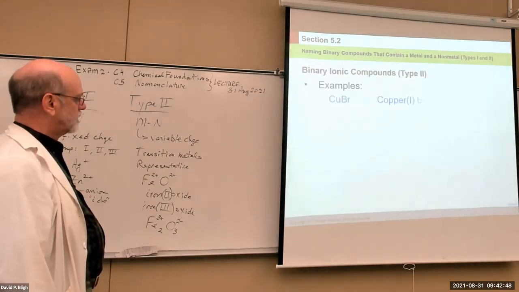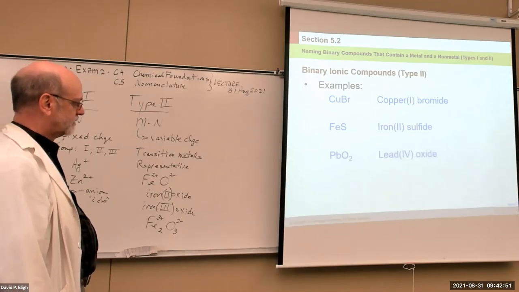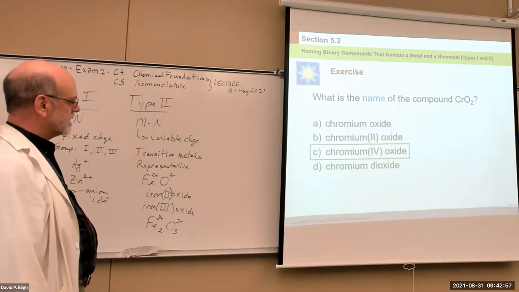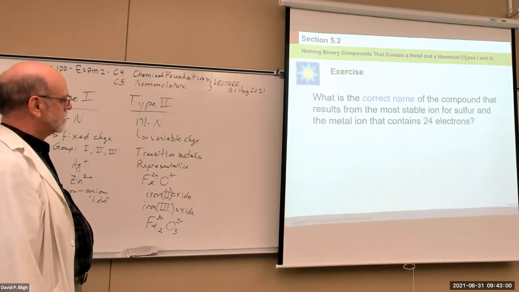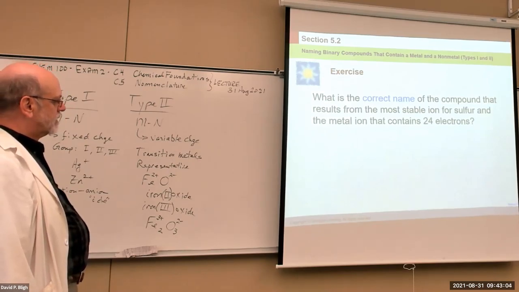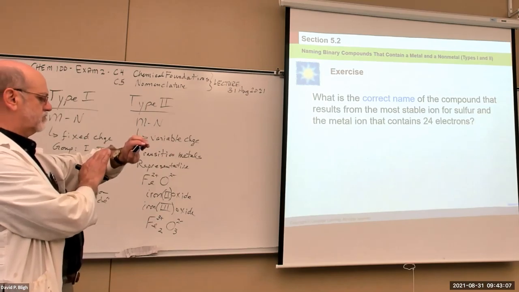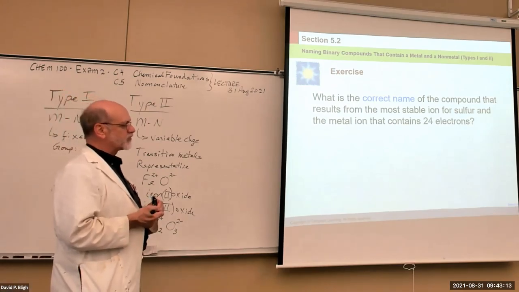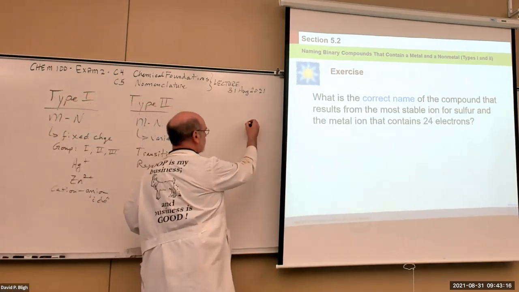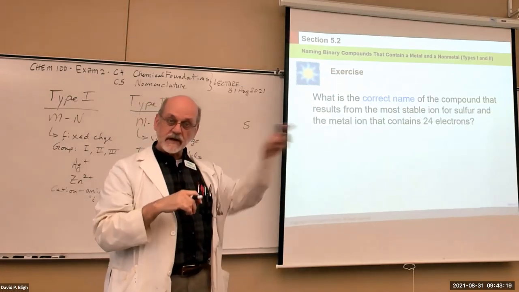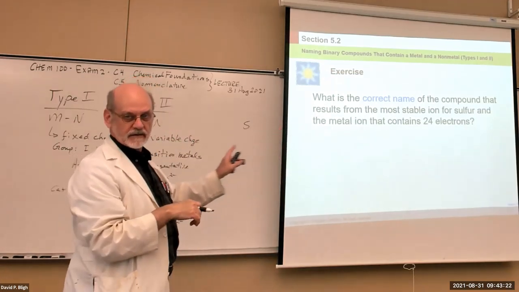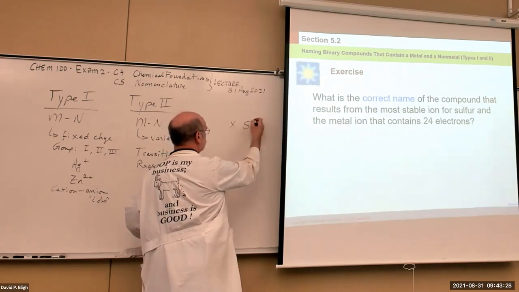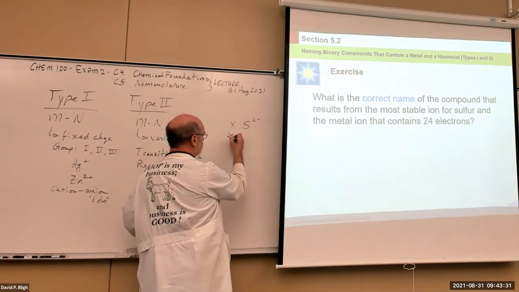All right. Examples. Okay, let's do this one too. What's the correct name of a compound that results from the most stable ion of sulfur? Where does sulfur come from? It's a non-metal. So it's the second element in the formula. And it's combined with a metal that contains 24 electrons. So this is 2 minus. This one has 24 electrons.